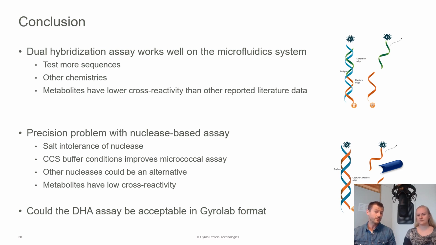For the specificity, the metabolites show a low cross-reactivity, but still a bit of cross-reactivity. So in this case, we hope that the DHA assay could be acceptable on the Gyros format, and we might not need to work with the nuclease, since the cross-reactivity is so low, and that was supposed to be the main advantage of the micrococcal nuclease assay.